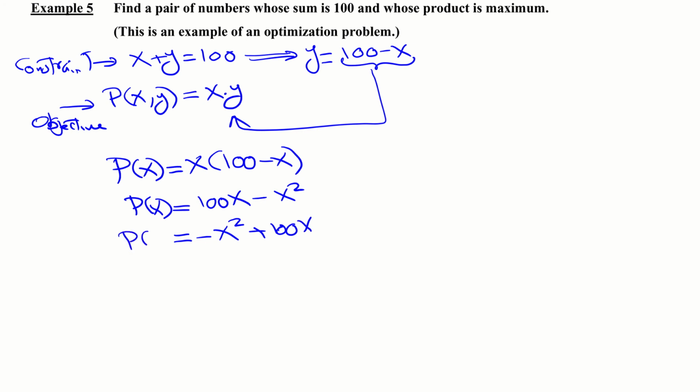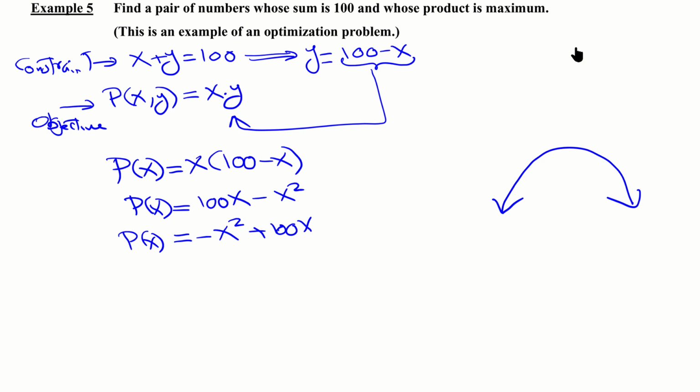Notice this is a quadratic form with a negative a. That means it's a quadratic function that's going to look like that. So it's an upside down parabola, which will have a maximum point, and you know that happens at the vertex. So all we have to do is find the vertex of this quadratic function, and we'll have the x value. Once we have x, we can plug it in here and get y. Then we'll know the two numbers whose sum is 100 but whose product is maximum.